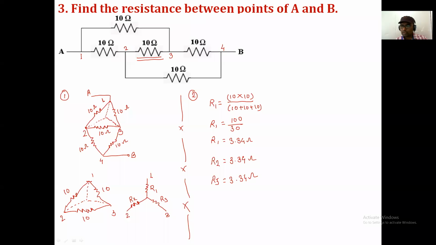Or if you do not understand, try to calculate it. Definitely you will get the same thing there. Is it clear? Yes, sir. Okay.